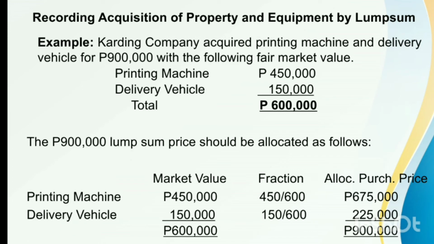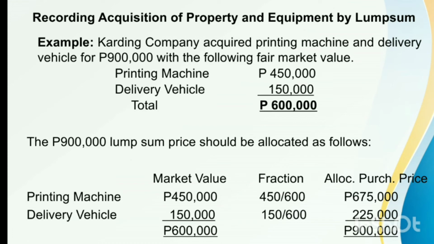450,000 over the total market value of 600,000. So to make it short, the fraction would be 450 over 600. And then we're going to multiply it with the lump sum price of 900,000. So 450 over 600 times 900,000 is equal to 675,000 pesos. So that is now the allocated purchase price for the printing machine.